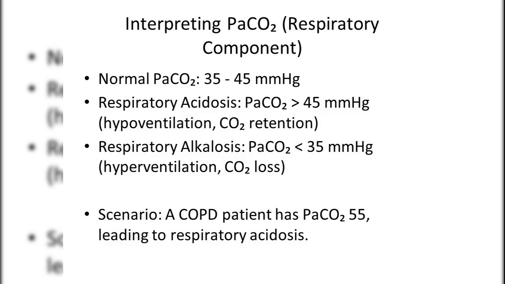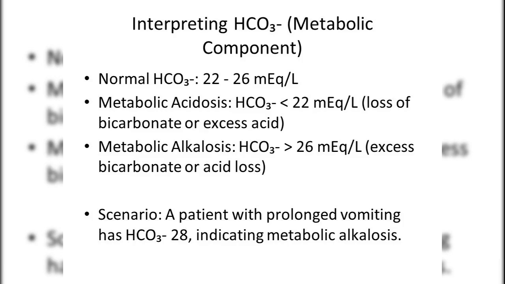PaCO2 levels are critical for assessing respiratory function. Normal PaCO2 ranges from 35 to 45 mm of mercury. Elevated levels indicate respiratory acidosis, while lower levels suggest respiratory alkalosis. For example, a COPD patient with a PaCO2 of 55 is experiencing respiratory acidosis.